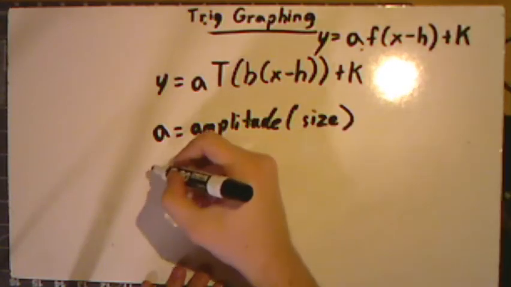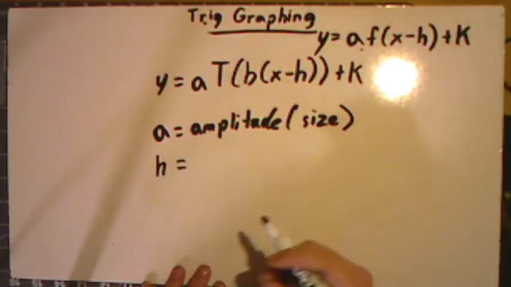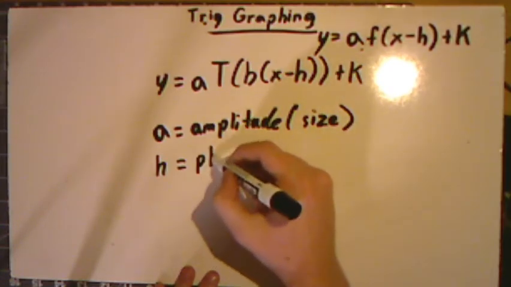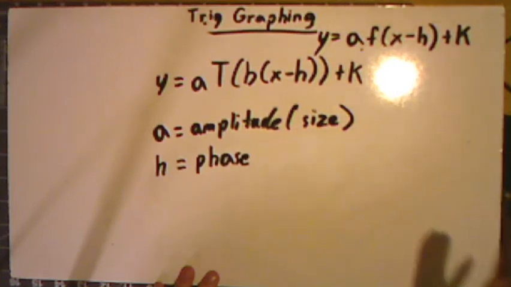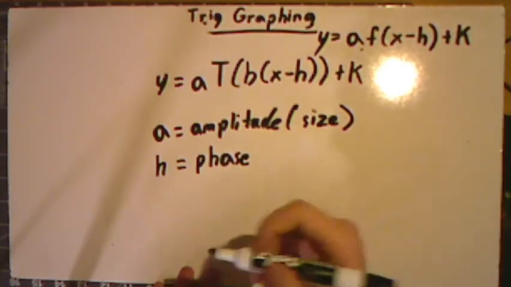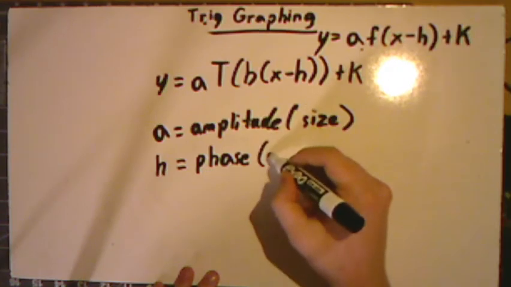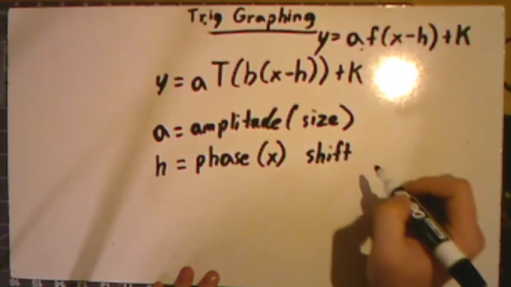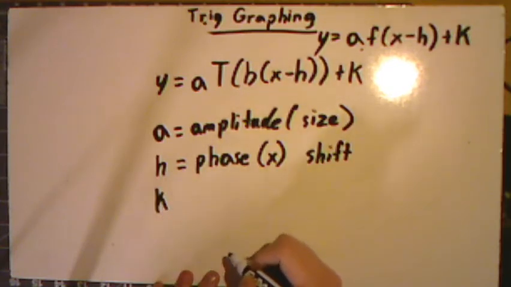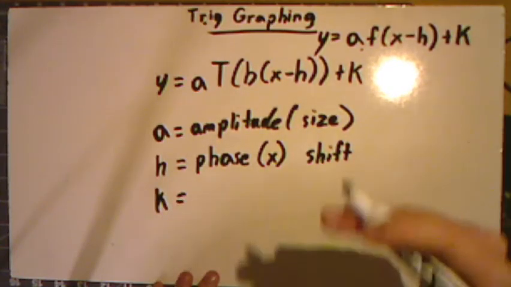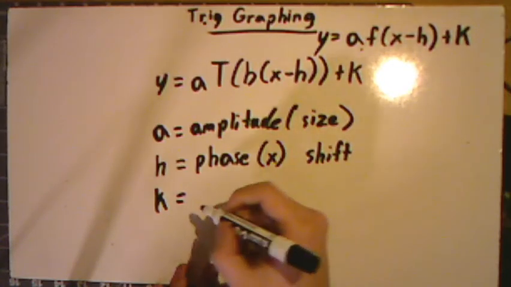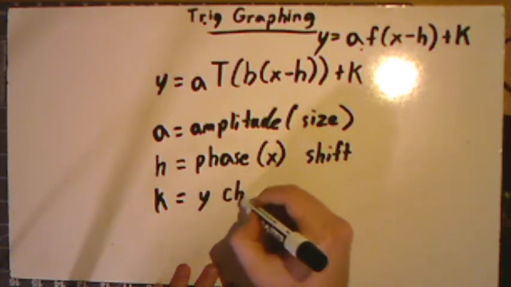Next, we still have the h. H is still our x change. In this case, we call it a phase shift because we are shifting the phase of our wave. And so it's basically just saying that this is our phase or x value shift. We have our k value, which again is just changing where it starts on the y axis. So this is our y change.